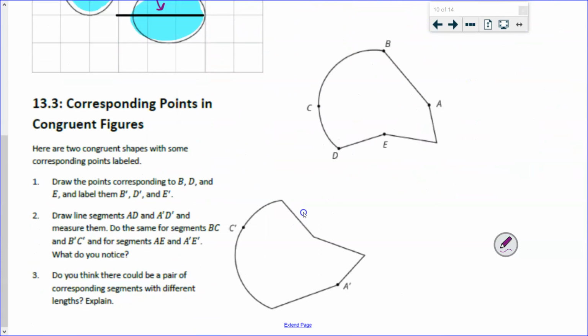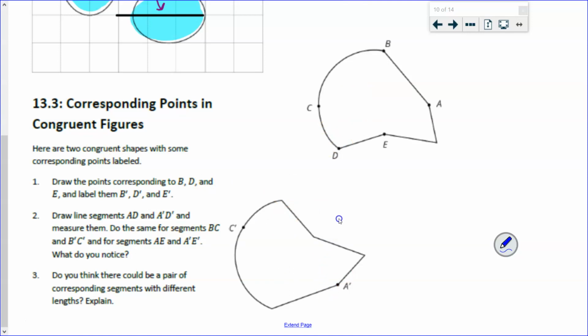Again, I'll walk you through some of those first steps, and then I'm going to let you discuss with your groups. It says, draw the points corresponding to B, D, and E, label them B prime, D prime, E prime, because these are already congruent shapes. It tells us that in the directions. They're already congruent. So we need to label the figure.